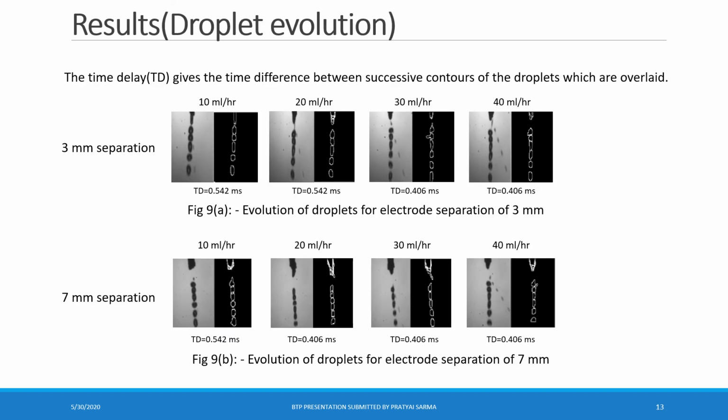We also tried to get the evolution of the droplet. For this, we first detected the contour of the droplet using edge detection. Then we overlaid the successive contours of the droplets into a single frame, which gives us the evolution of the droplet. The droplet evolution has been shown here for the 3 mm and 7 mm separation for the different flow rates of 10 to 40 ml per hour. The time delay shown below the images is basically the time difference between the successive contours of the droplets which are overlaid.